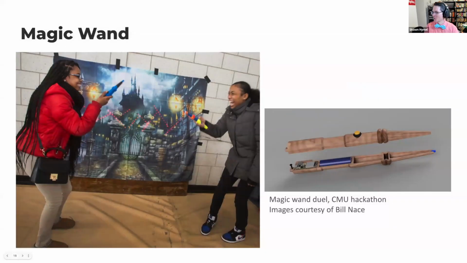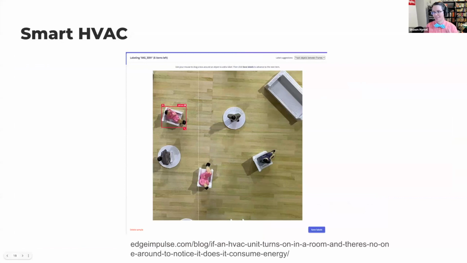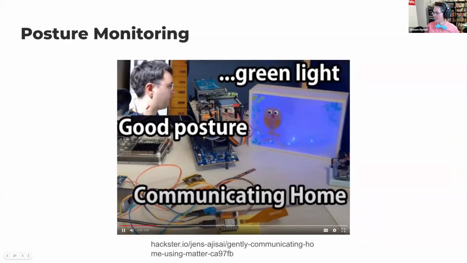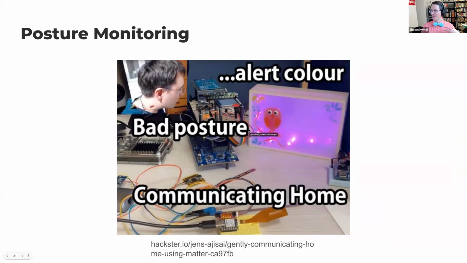Fun magic wand projects for people doing magic wand duels, smart HVACs. Can we do people counting? Matt Kelsey at Edge Impulse was doing bee counting. This is where the idea from FOMO came from. Rather than trying to get bounding boxes, can I just quickly count bees in a small package that is battery powered? Posture monitoring, somebody had this set up to say, do I maintain good posture? And it would change based on how they were sitting.